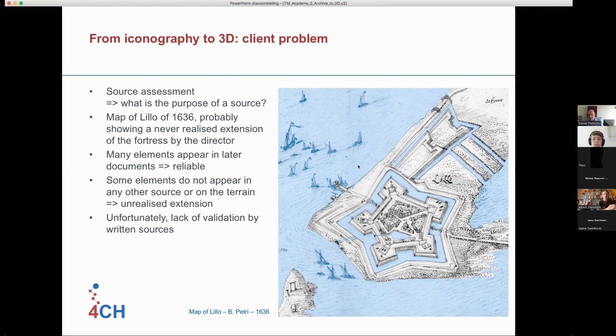Is it wrong for that? No, we can clearly see that there is a part which is kind of a proposal, and there is a part which is the existing situation. And that is the way I think we need to interpret it. So in this way, the client problem is: where was it commissioned for, what was the purpose of the drawing, and from that understand what is reliable in the picture for our virtual reconstruction and what is fiction, what has not been done because the extension that they proposed has not been realized.